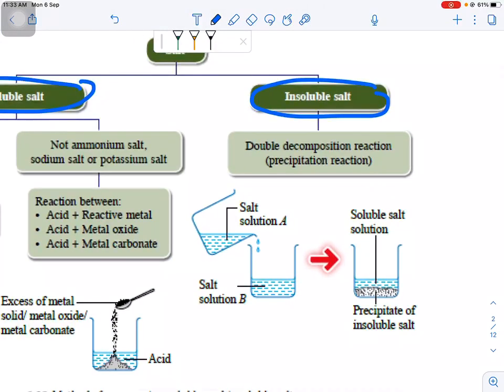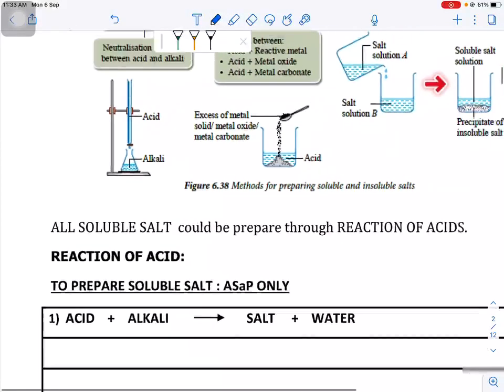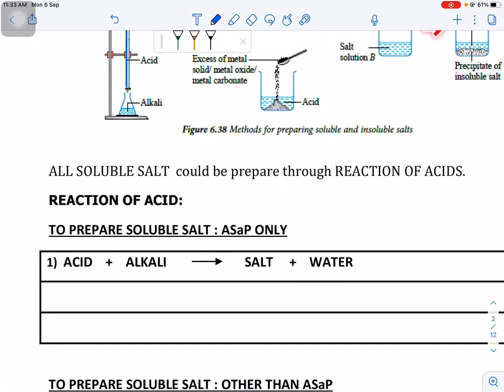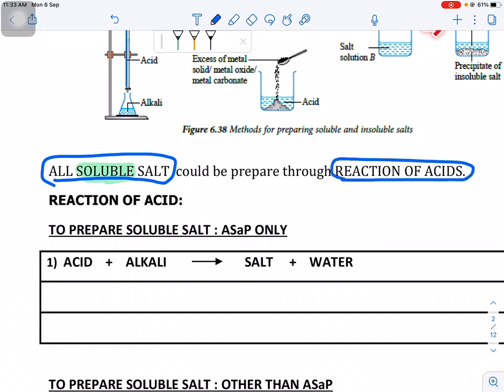Okay, and we will look further after this. So the idea here is when we know that we have the soluble salt, you have to bear in your mind all soluble salt, not all the salt, all soluble. We are talking about soluble salt. All soluble salt could be prepared through reaction of acid. And you already learned about reaction of acid under the subtopic chemical properties of acid before this. So the reaction of acid is to prepare soluble salt only, not for the insoluble salt.